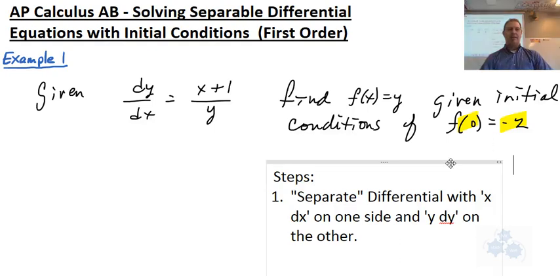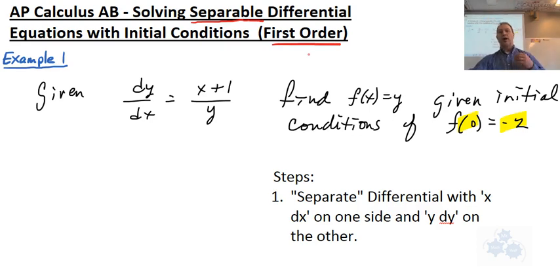Okay, so this lesson in AP Calculus AB is solving separable differential equations. And I'm going to explain what separable means. And first order means that initially you're given a first derivative. We'll talk about second order separable differential equations with initial conditions later. That'll be a second video.